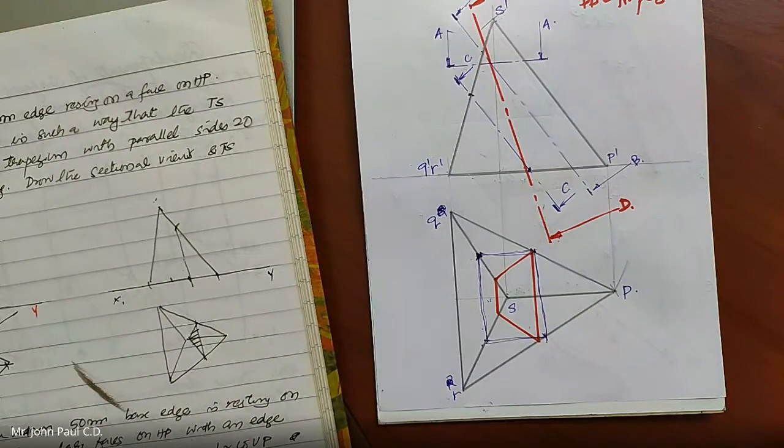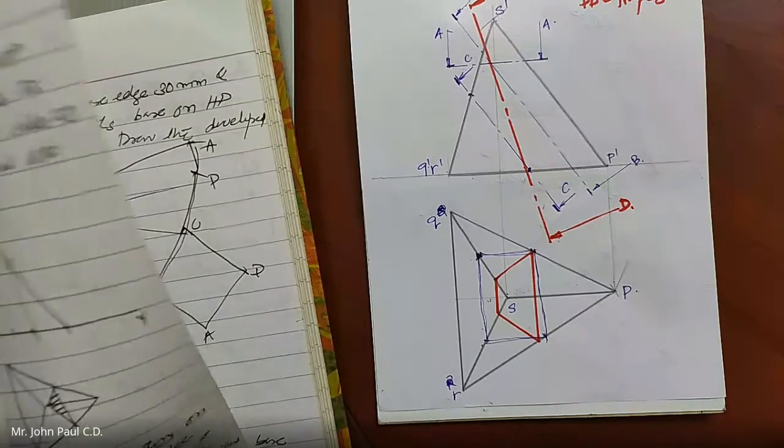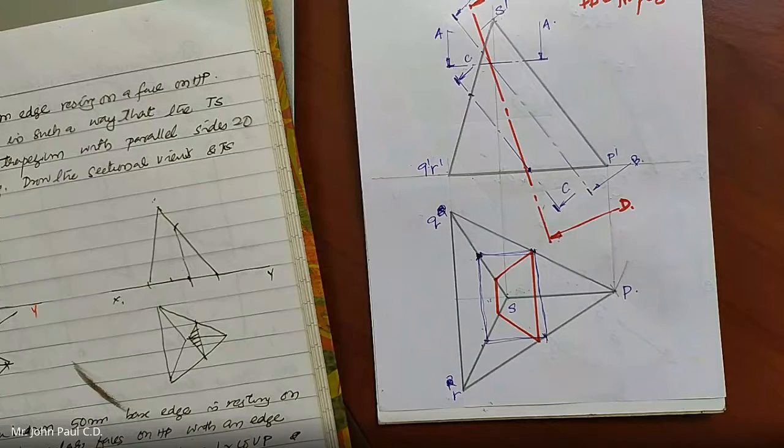Is that clear? Is the question clear? So can you repeat the first line? A tetrahedron of 50 mm edge resting on a face on HP.